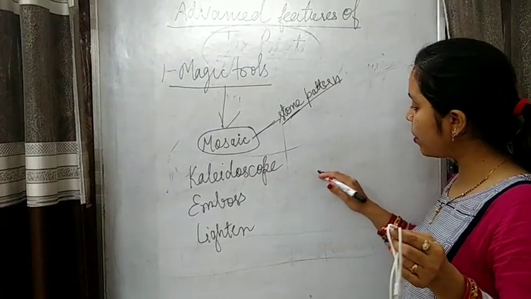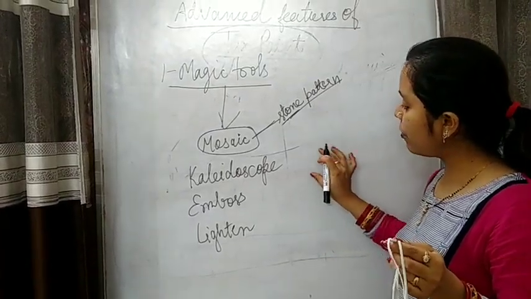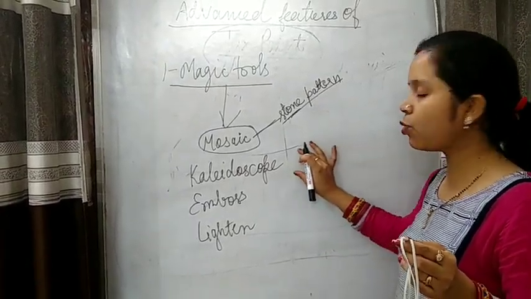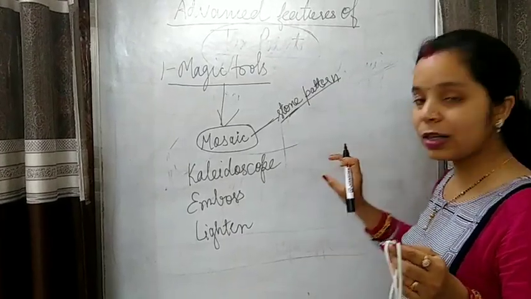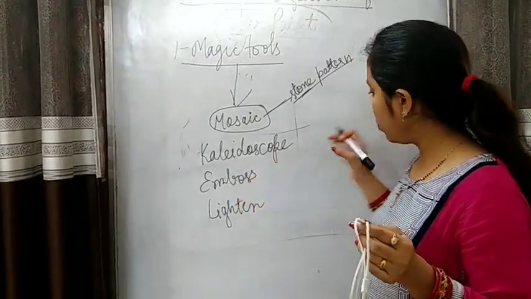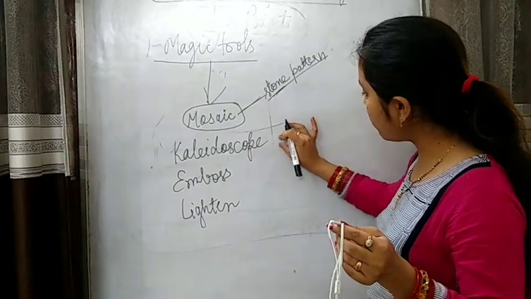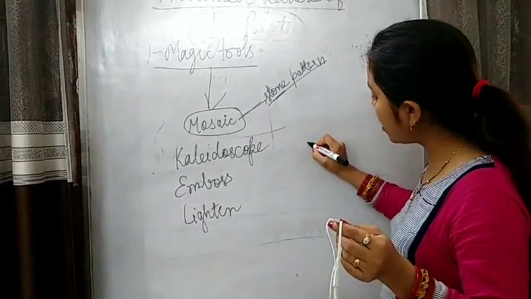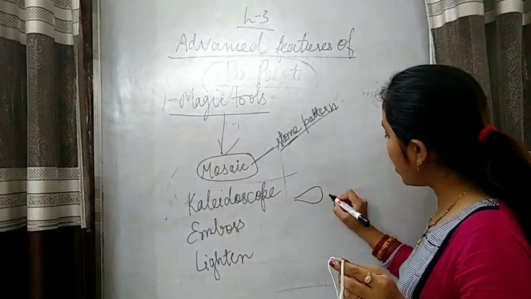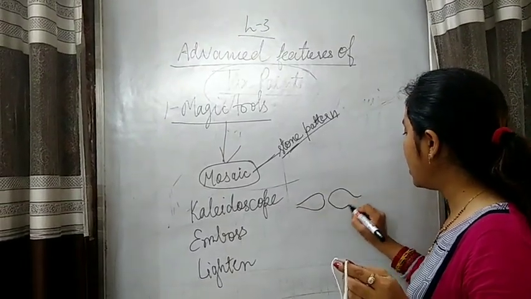What is the kaleidoscope effect? Kaleidoscope is a freehand drawing tool. It works like a pencil only. Whatever you are drawing, it will be drawn from both sides. Like if you are drawing on one side like this, on the other side also it will be drawn like this.